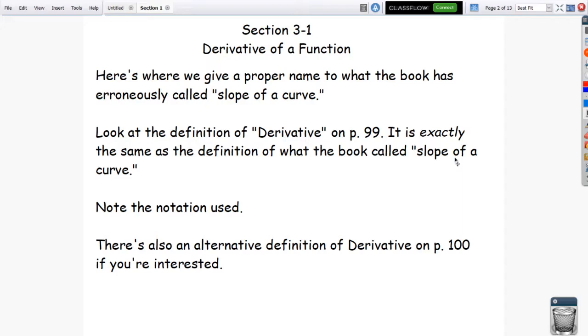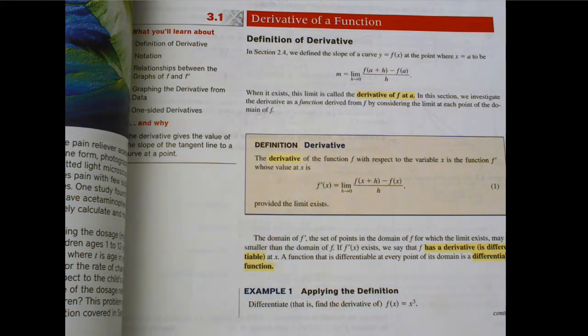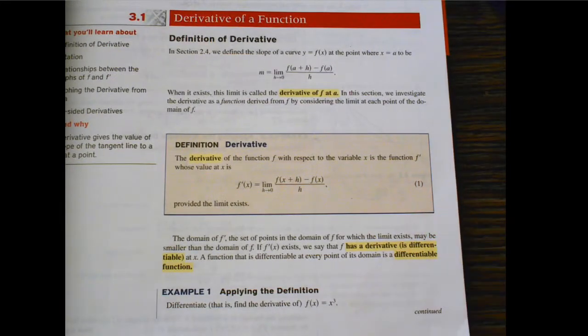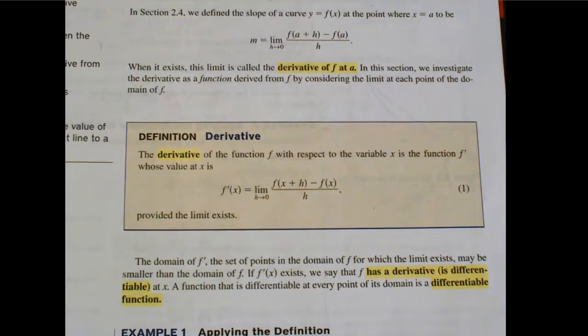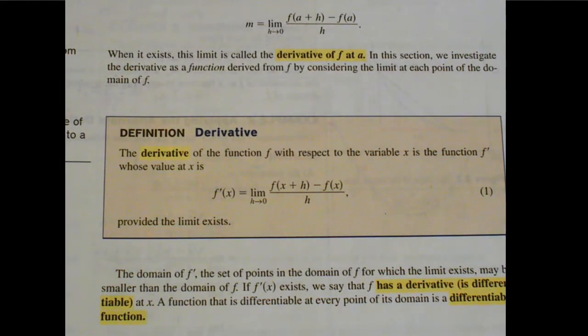So we're going to flip to page 99 and we are going to look at the definition of a derivative. So the derivative of the function f with respect to the variable x is the function f prime whose value at x is f prime of x equal to the limit as h approaches 0 of f of x plus h minus f of x all over h, provided the limit exists. So yeah, you're gonna have to know that. You should write that definition down in your notes and save it for always.